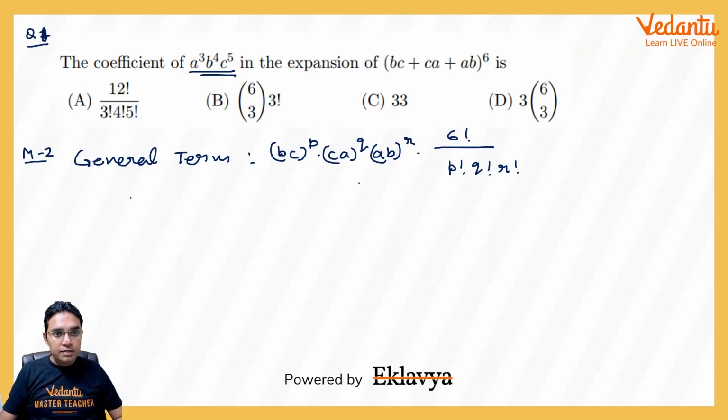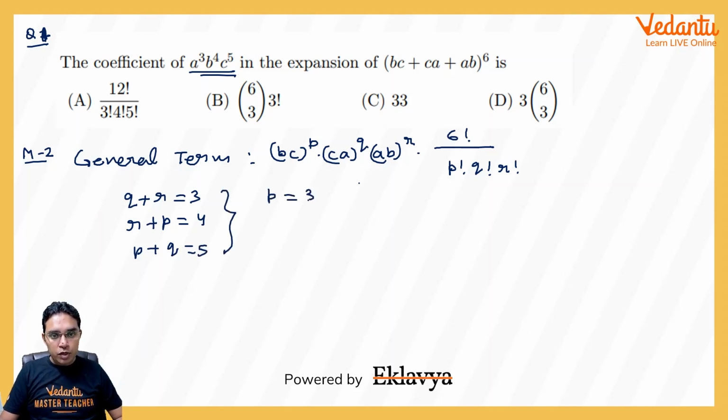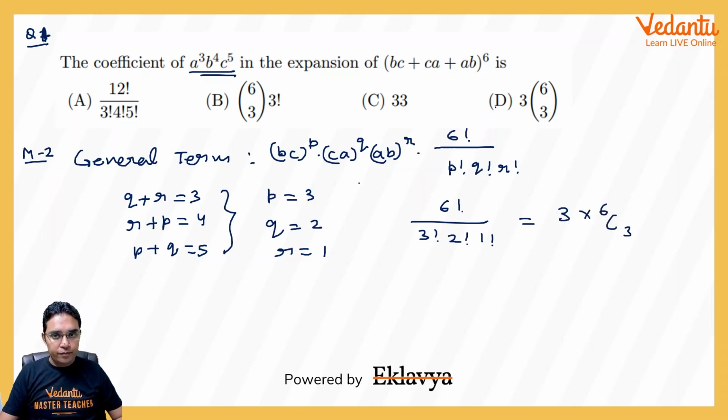Power of A is Q plus R and it should be equal to 3. Then R plus P is equal to 4 and P plus Q is equal to 5. Solving them, we will get P is equal to 3, Q is equal to 2 and R is equal to 1. And hence the required desired coefficient would be 6 factorial upon 3 factorial, 2 factorial, 1 factorial. And this gives you the answer 3 into 6C3. Okay, so this completes the solution of this question.